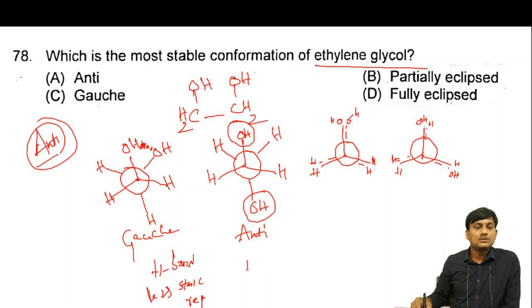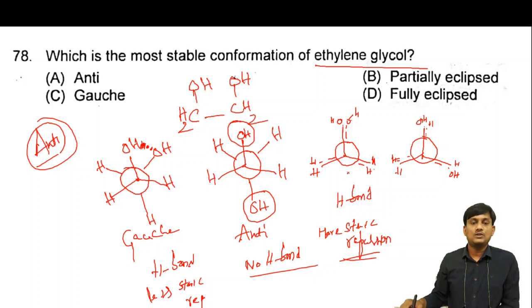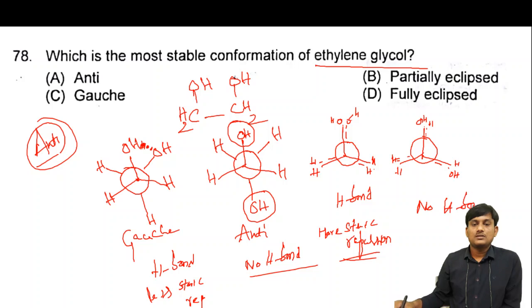And in this case there is no H bond, that's why this one is unstable. Here you have an H bond, but more steric repulsions. These repulsions destabilize the molecule. Here there is no H bond, and still you have some repulsions.